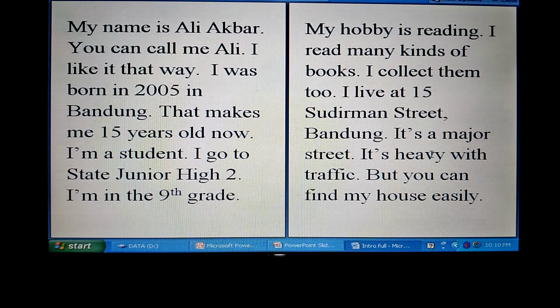Let's see. My name is Ali Akbar. You can call me Ali. I like it that way. I was born in 2005 in Bandung. That makes me 15 years old now. I'm a student. I go to State Junior High 2. I'm in the ninth grade. My hobby is reading. I read many kinds of books and I collect them too. I live at 15 Sudirman Street, Bandung. It's a major street. It's heavy with traffic, but you can locate my house easily. Should you decide to go there, you can't miss it. Okay, for example, you added that, right?